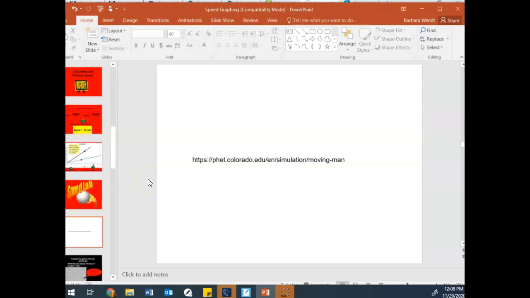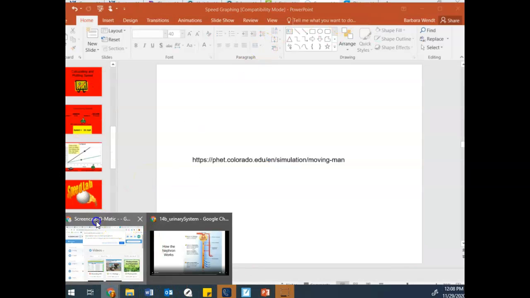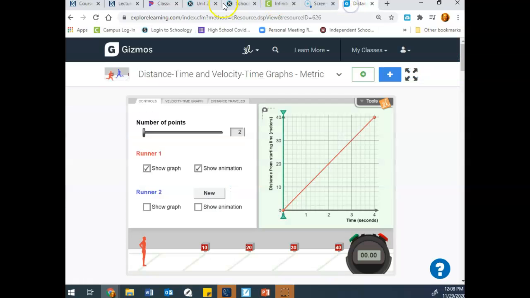This simulation that I used to do is now broken. So instead, I'm going to take you to a website called explorelearning.com. You will be on this website later. It uses what are called gizmos, and they're little simulations. So here I got a guy here in red, and I'm going to add a blue guy too.